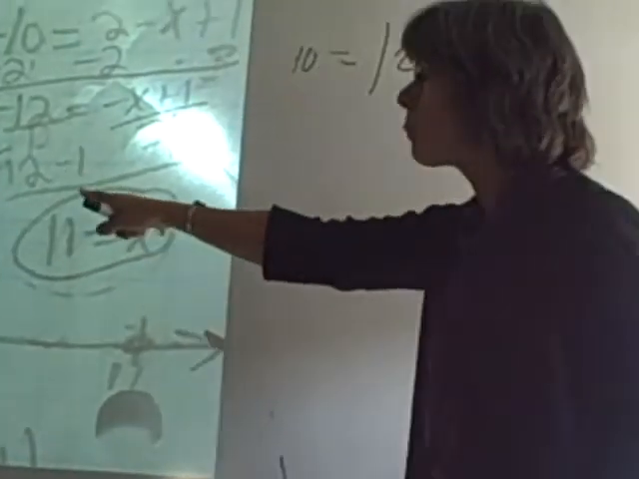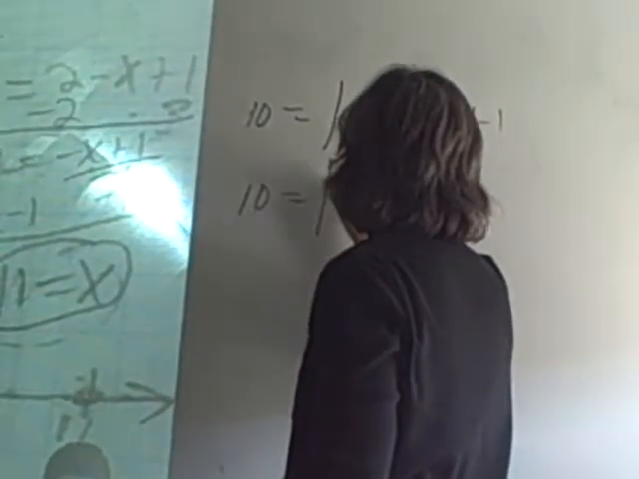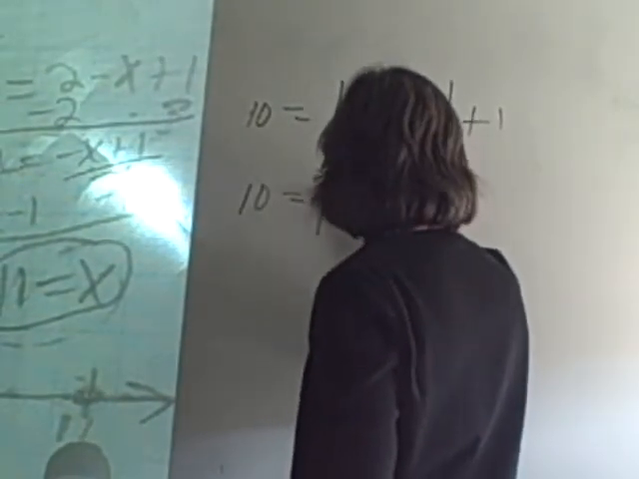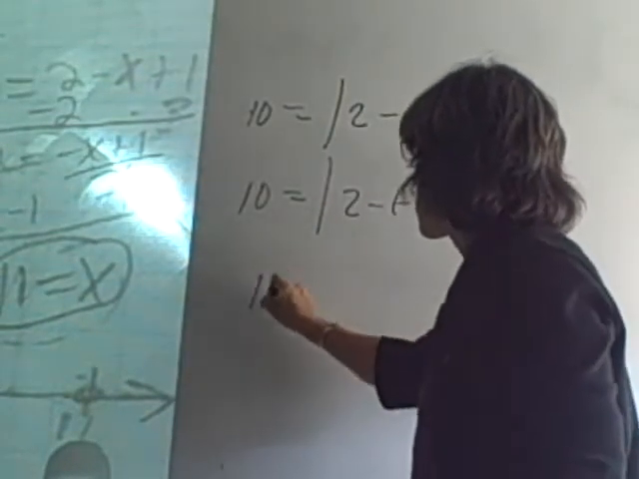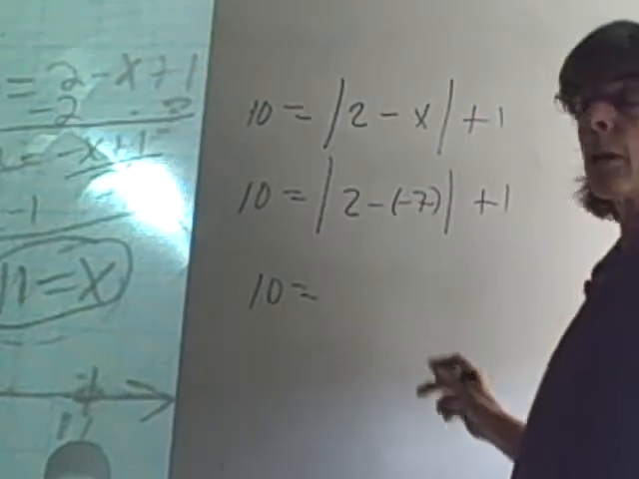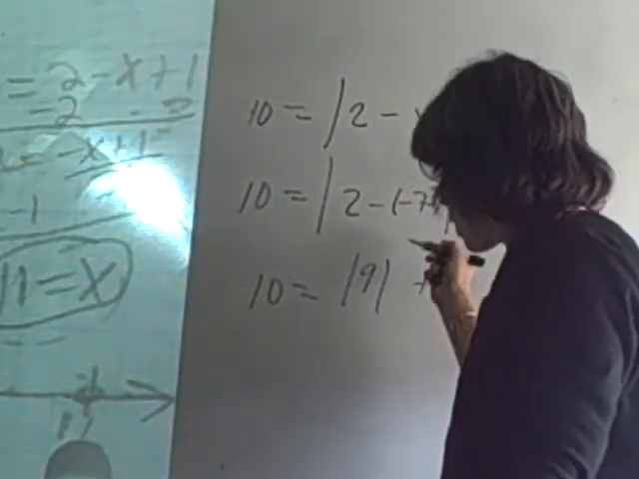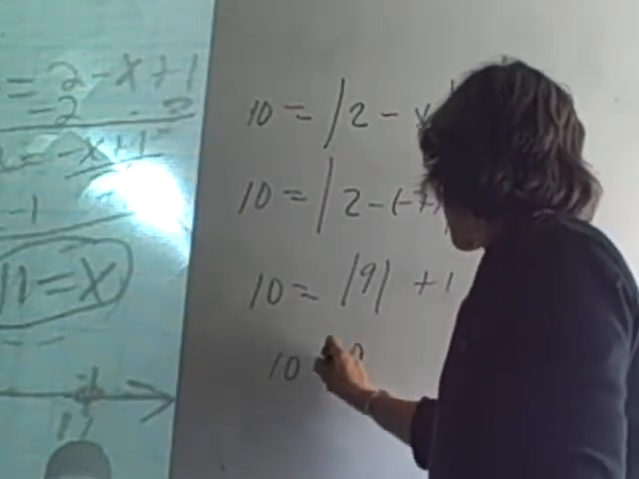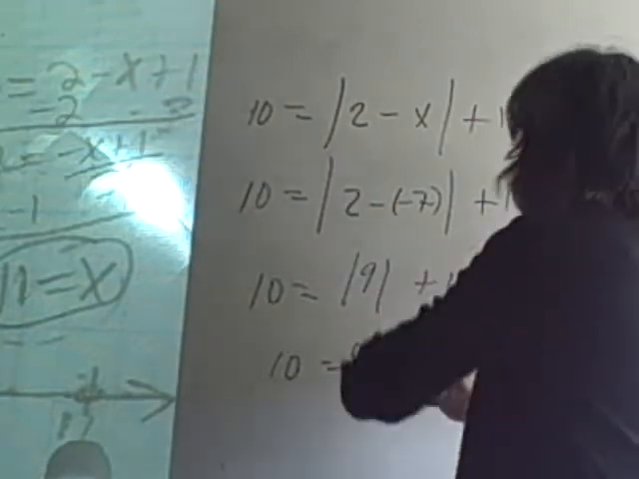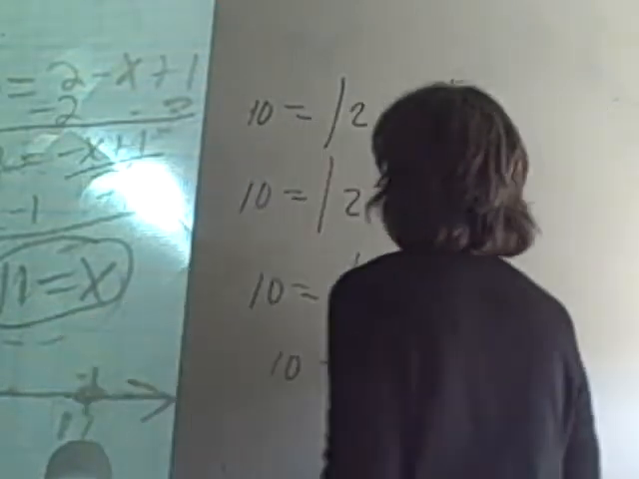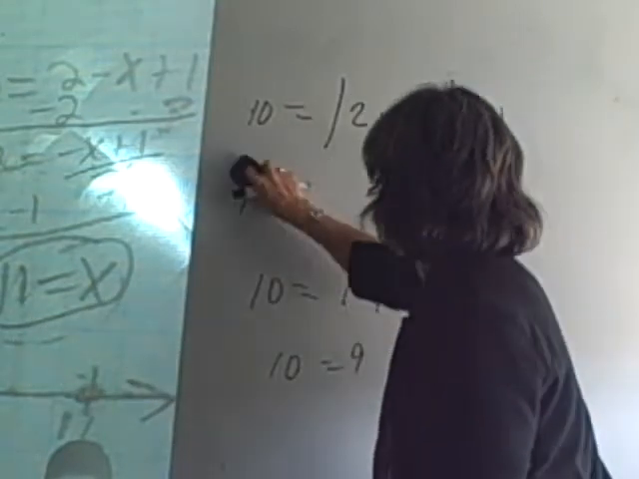And so he said when x was -7, I'm going back to my original problem, 2 minus -7 plus 1. 10 equals, what's going to happen here? It's going to be plus 7. So it's going to be 9 plus 1. And this comes out as 9 plus 1. It works. Look how the negative works. Now I'm going to go back and do the same thing. I'm going to plug in what for x? 11.